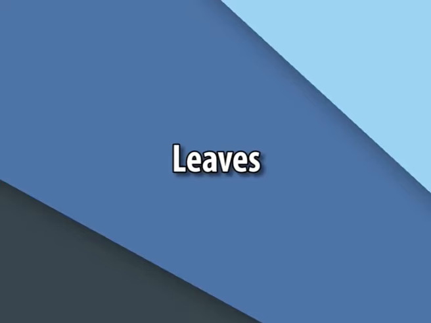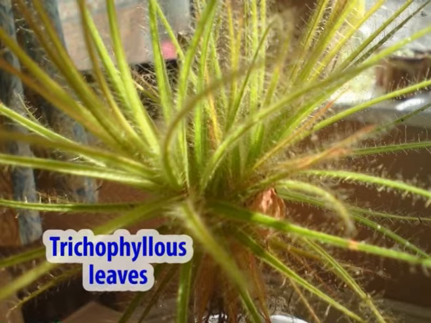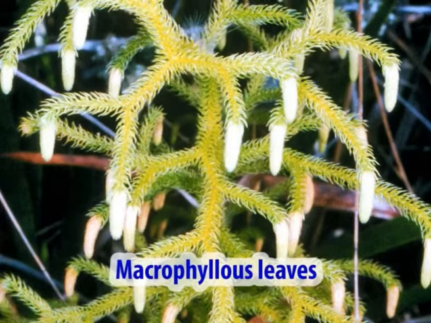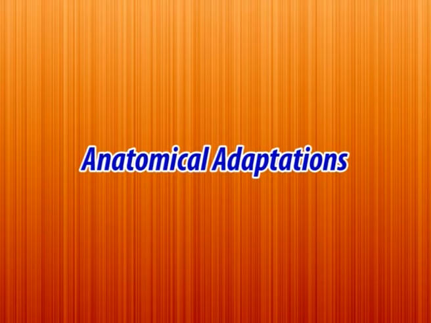Leaves. Xerophytes have a variety of leaf types. Microphyllous leaves are small, scaly or needle-like. Trichophyllous leaves are covered with hairs. Malacophyllous leaves are soft and fleshy, while Sclerophyllous leaves are stiff and hard. In some xerophytes, there are no leaves or they fall off very early. Rolling of leaves is observed in some xerophytes where the stomata are directed inwards.